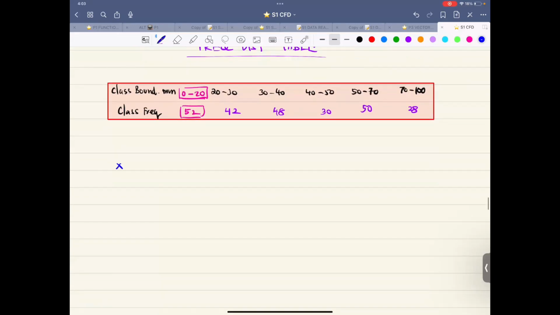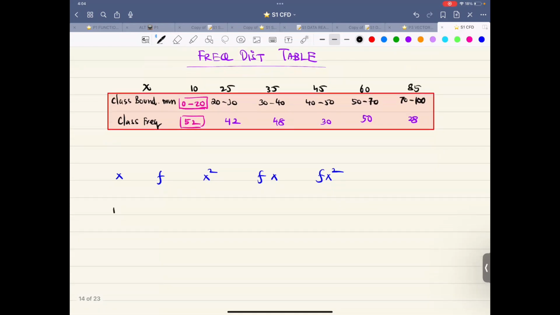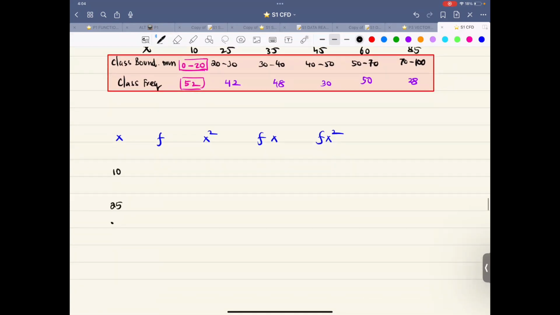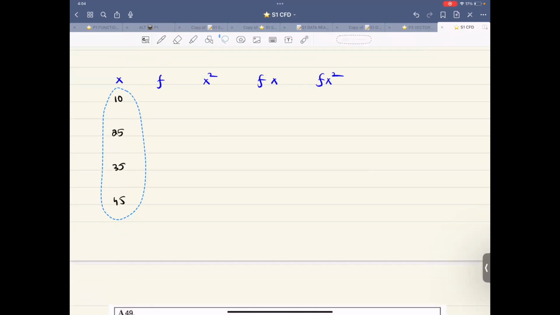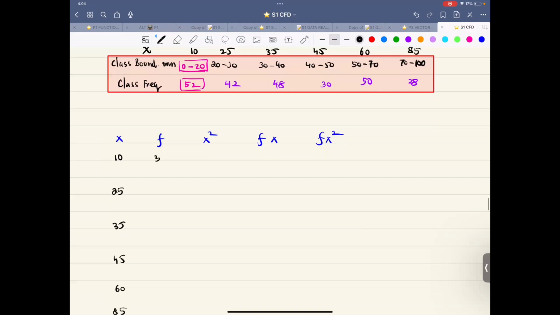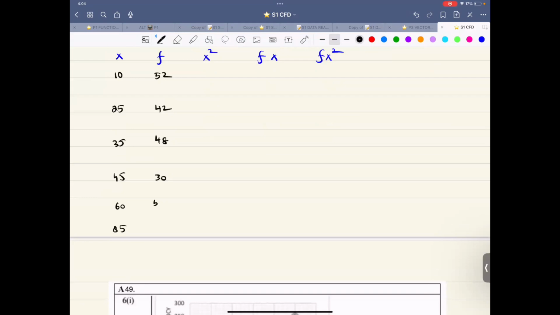So now what I'll do is that I'll write x over here. I'll write f over here. I'll write x square. I'll write fx. I'll write fx square. And I'll just show you the steps. So the mid value is needed. 0 and 20, the mid value is 10. 20, 30, that's 25. This is 35. This is 45. This is 60. This is 85. So that is 10, 25, 35. Let me just leave a gap. And then 45, 60, and 85. So I just need some more space. Okay. And the corresponding frequencies, that is 52, that is 42, that is 48, that is 30, 50, and 28.